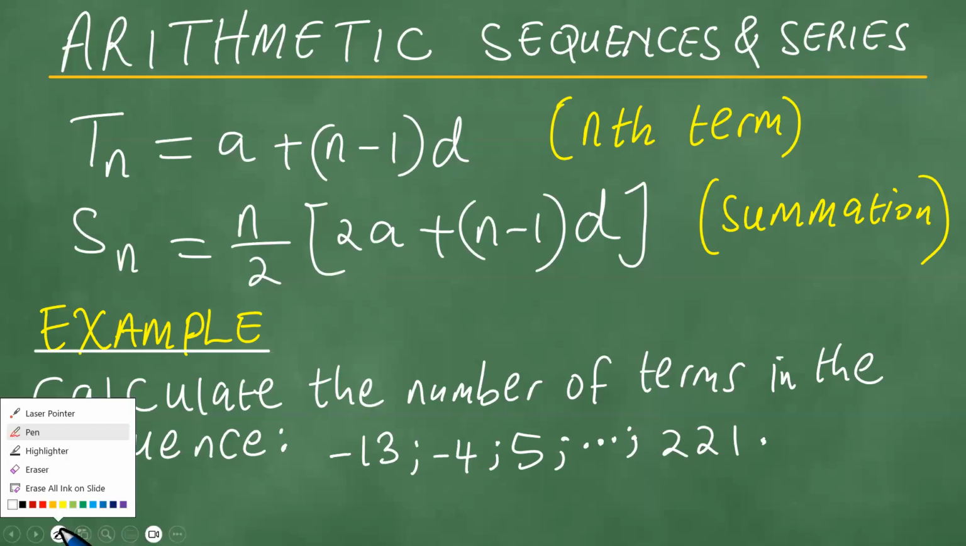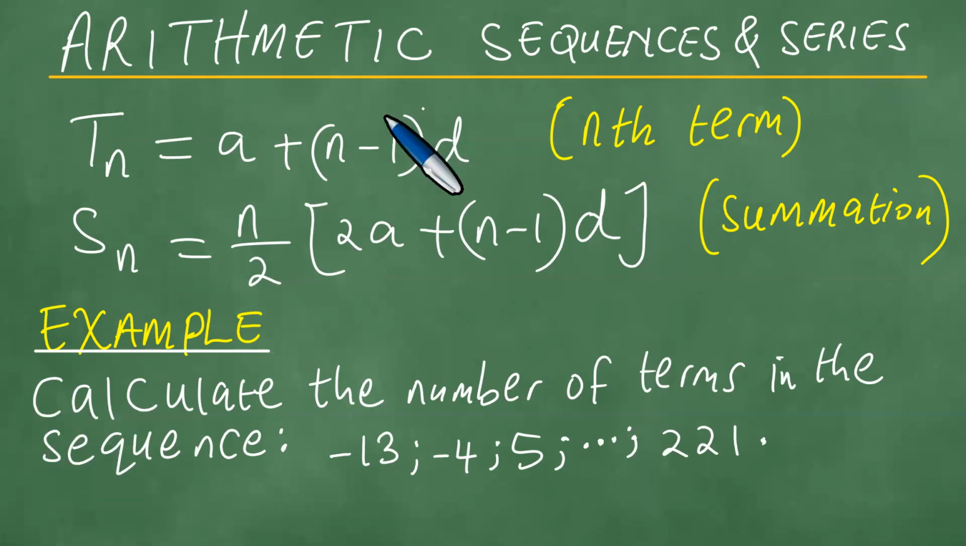Right. Effectively, what we're saying is we're dealing with arithmetic sequences and series. There are two formulae, but only two that are necessary to learn: the nth term formula, which is Tn equals a plus (n minus 1) times d, and the summation formula, which is for finding the sums, which is actually Sn equals n over 2 into (2a plus (n minus 1) times d).